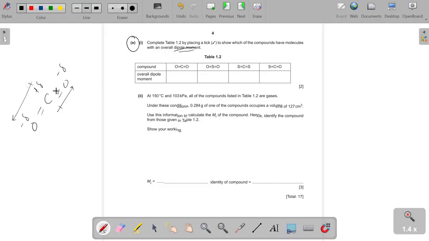So now you can see they are both polar bonds, but the overall dipole is 0 because they are cancelling the effect of each other. So it is not a polar molecule.